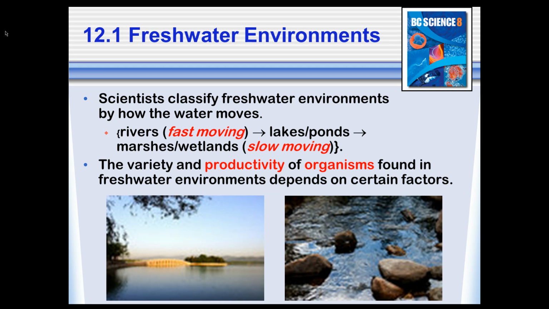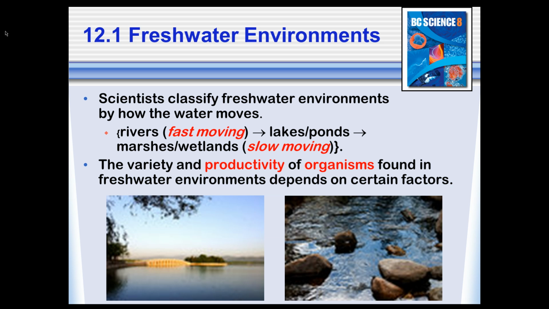Freshwater environments and how we classify them, how they're different, how they're the same. So scientists classify freshwater environments by how the water moves. Either it's fast moving in rivers, creeks, and the like, or we're looking more at lakes and ponds, marshes, and wetlands where the water is slow moving or not moving at all.